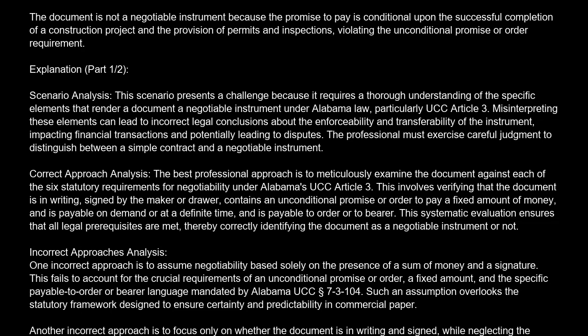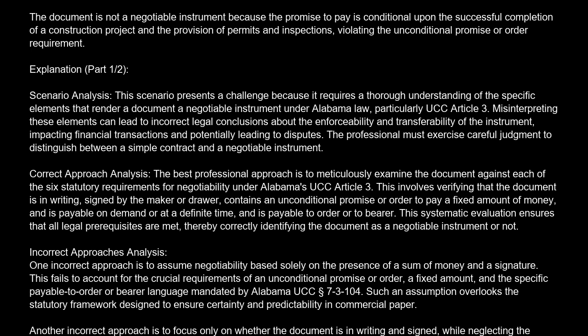The correct answer is B. The document is not a negotiable instrument because the promise to pay is conditional upon the successful completion of a construction project and the provision of permits and inspections, violating the unconditional promise or order requirement.